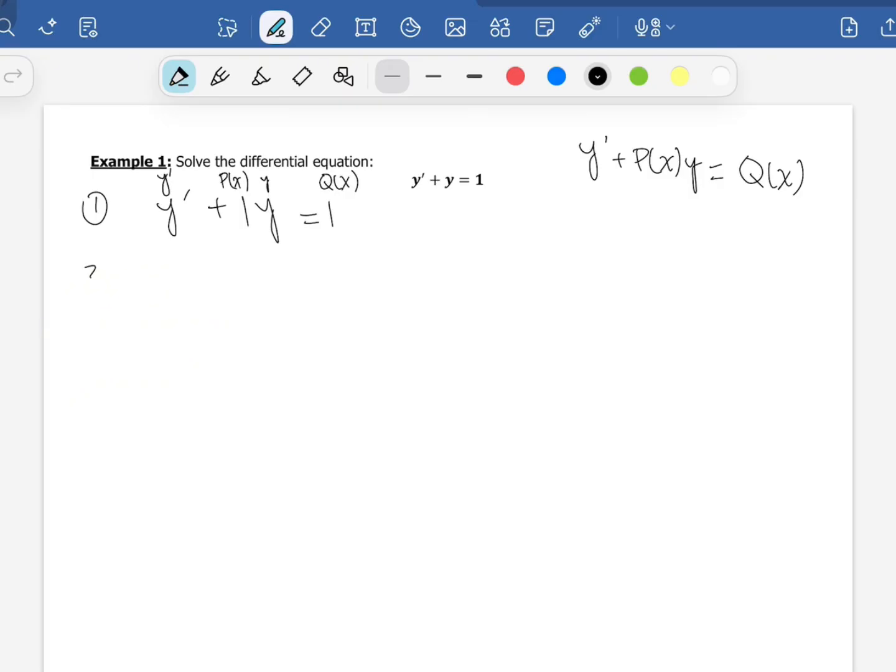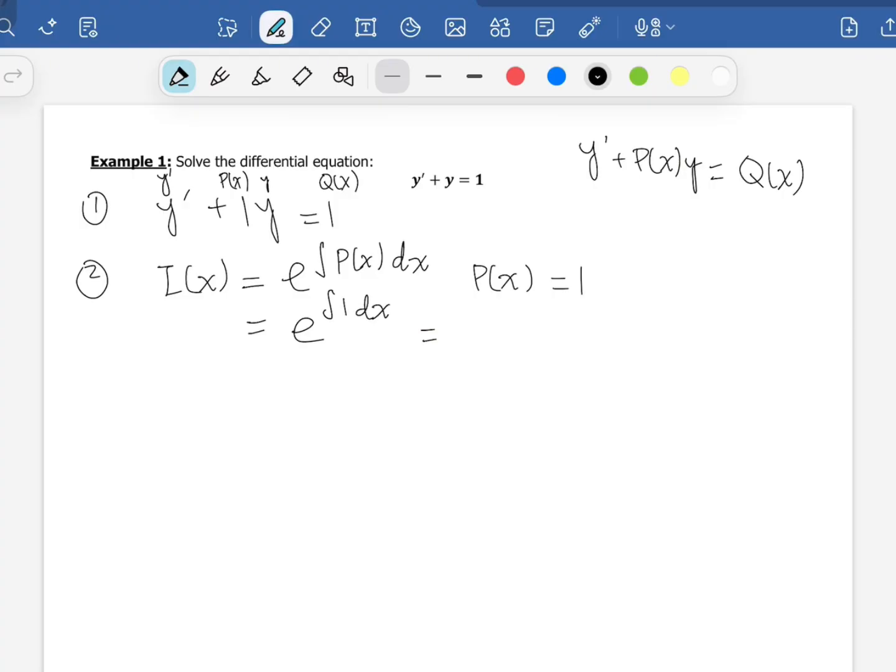And that brings us to step 2. The integrating factor equals e to the power of the integral of p of x dx. And we already saw from step 1 that our p of x is just 1. That makes this very nice, because the integral of 1 dx is just x. And that means our integrating factor is e to the x.